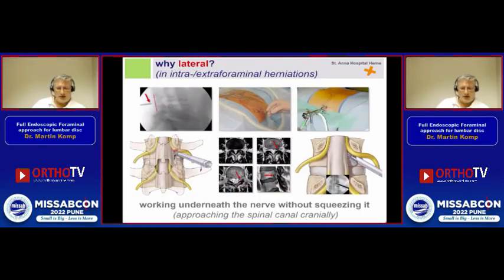So why are we working again in this intra-extraforaminal area with the lateral approach? Well, we have the possibility to work underneath the nerve structure without squeezing it. When you use a posterolateral approach, your orientation is like that you press the exiting nerve roots towards the cranial pedicle, and then you have a higher risk to damage the exiting nerve root.